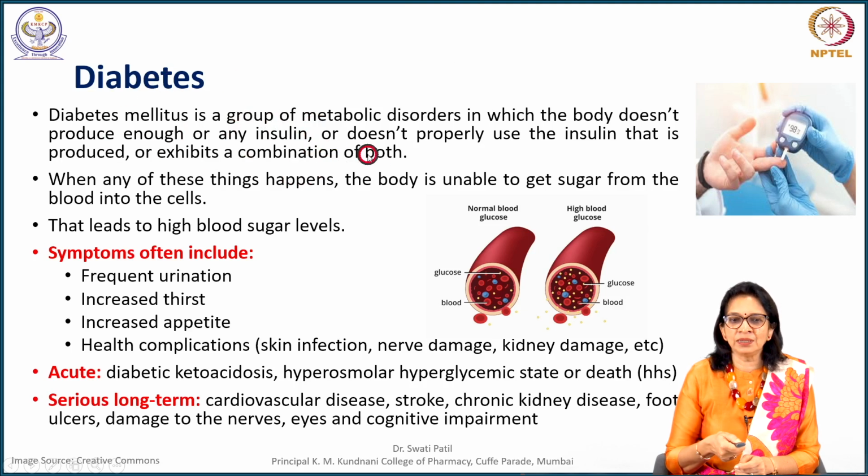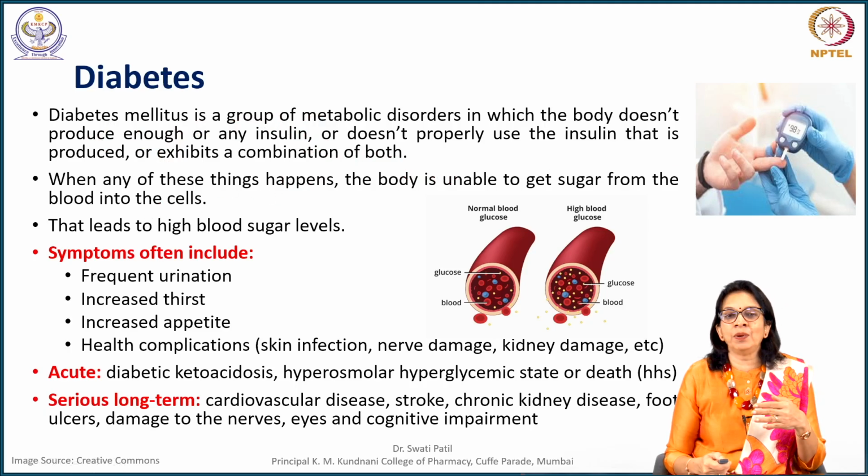When any of these things happen, the body is unable to get sugar from the blood into the cells. As a result, the blood sugar levels are very high, and since the body cannot use this sugar, there is no energy for the cells.